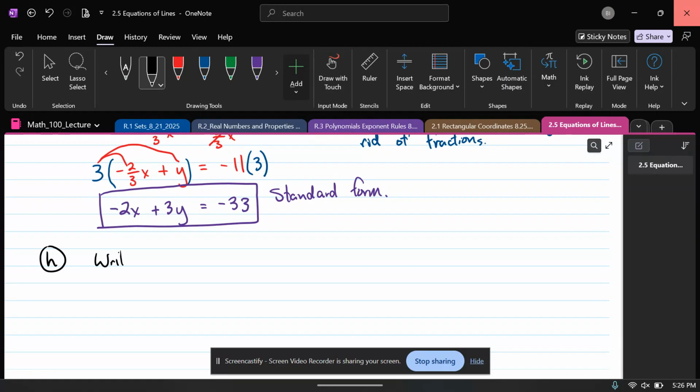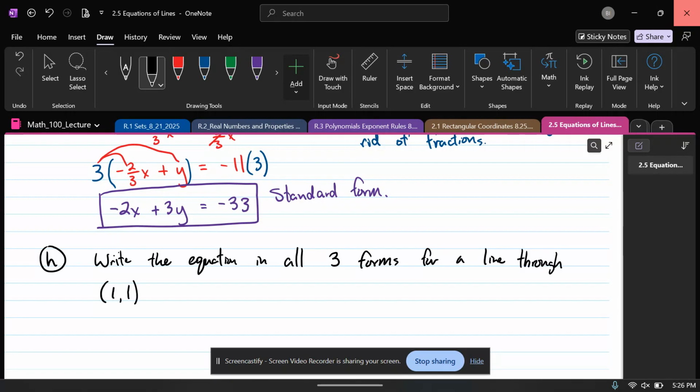Write the equation in all 3 forms for a line through (1, 1) and (2, 4). We have 2 points. We want all 3 forms. So we need to do point slope form. We need to do slope intercept form. Then we need to go to standard form.